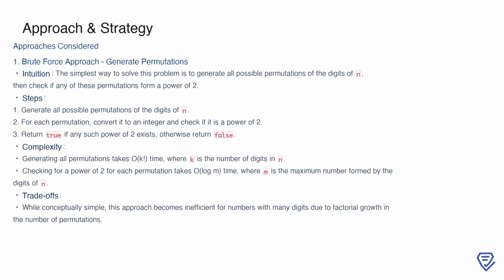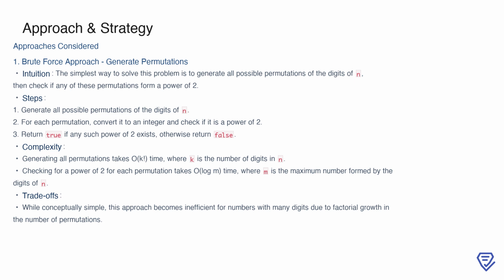To tackle this problem, one straightforward approach is to generate all possible permutations of the digits of the given number, n, and then check if any of these permutations form a power of 2. This method, while conceptually simple, involves 3 main steps. First, we generate every possible arrangement of the digits in n. Next, for each permutation, we convert it into an integer and verify if it represents a power of 2. Finally, if we find even one permutation that satisfies this condition, we return true, otherwise, we return false.